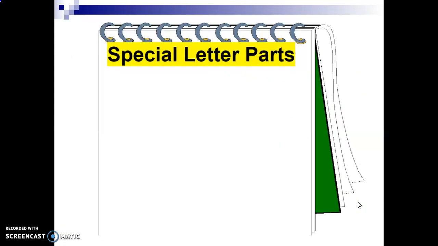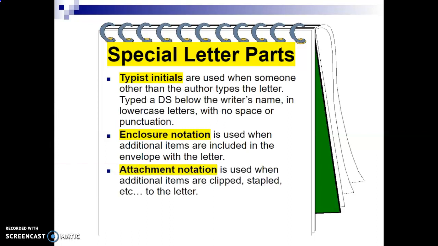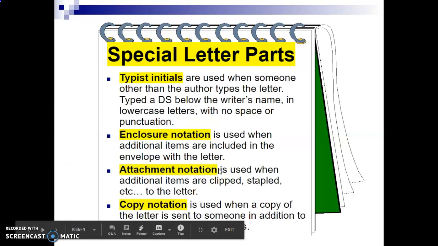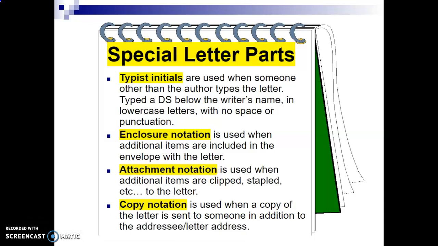Okay. Special letter parts. These are letter parts that are not always on a business letter. They are used in special circumstances. Okay. The typist initials are used when someone other than the author types the letter. So for example, if a secretary was keying or typing the letter for their boss, they would use their initials, and that would be the typist initials.